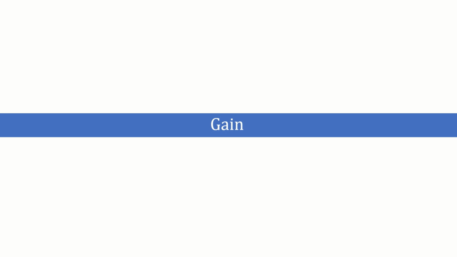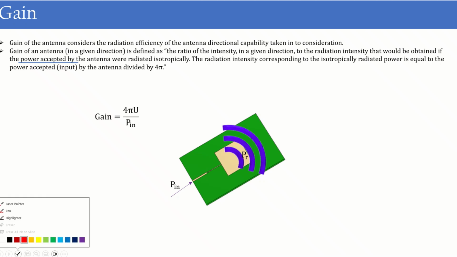Gain of the antenna is one of the important parameters which decides the application of the antenna. In this video, we are going to explore more about what is meant by gain of the antenna. The gain of the antenna also relates to the directional capability of the antenna.